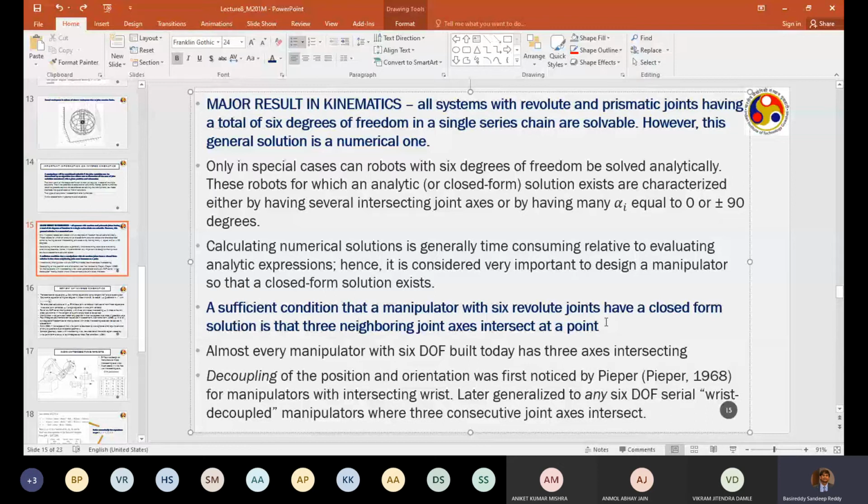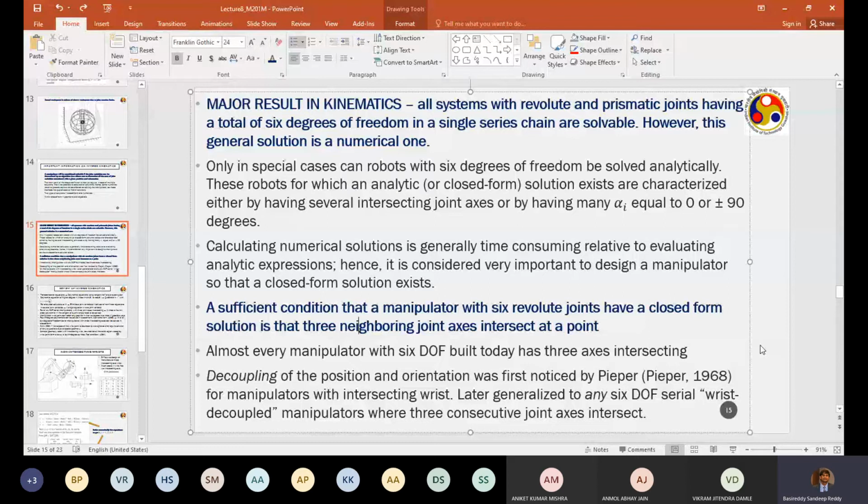It is for this reason, you can see this point here, second last, that almost every manipulator with 6 degrees of freedom which is built today has 3 axes intersecting. Although this is changing. But up till recently this was true. But as I'll explain, there are some disadvantages also to this, that it is difficult to manufacture a robot which has 3 intersecting axes. But there is also an advantage. The advantage is that you are able to get closed form solutions. You don't have to rely on numerical methods.